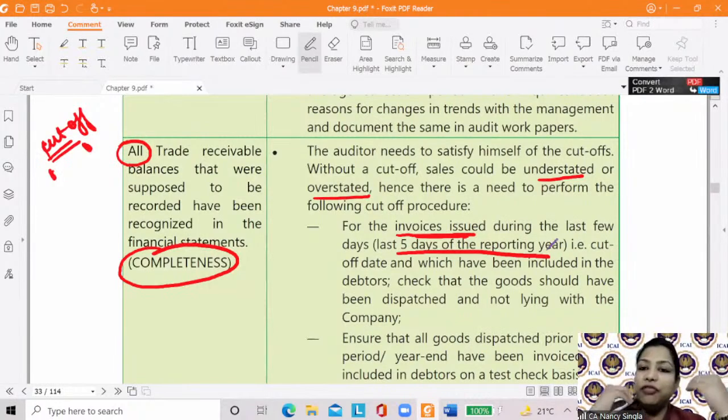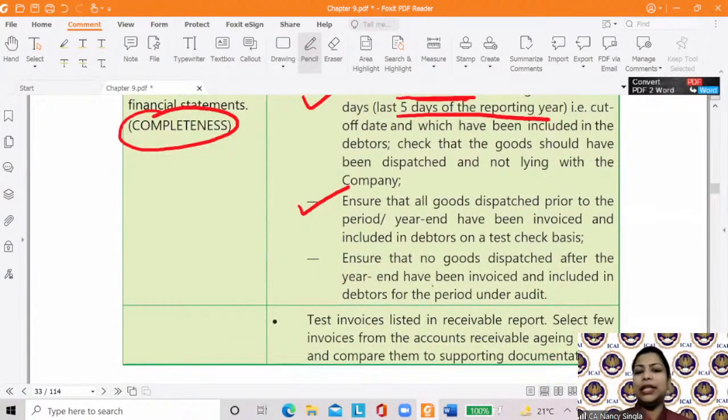Okay, so if invoices have been raised and issued to the customers, then goods should not be lying with the company, the goods should have been dispatched, and vice versa. Vice versa is what? That if goods have been dispatched to the party, then invoices should have been raised, and the party should have been shown as what? As the debtors. Okay, further it says that it should not happen that the goods which are dispatched after the year end, after 31st March, that they should not be included in the debtors for the financial year 2021.